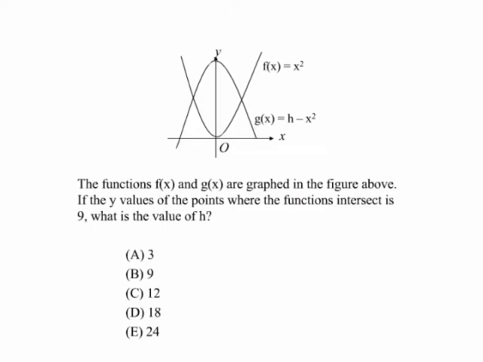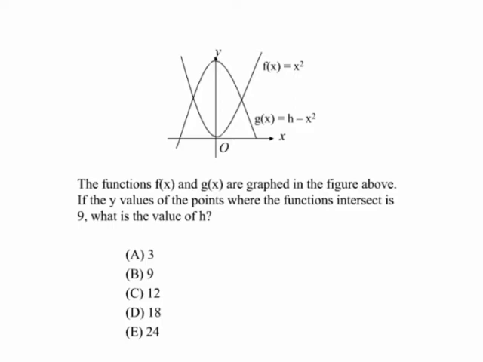Okay, this is a pretty tough problem. We've got the graphs of f of x and g of x in the figure above. And we're shown that f of x is equal to x squared, g of x is equal to h minus x squared. And we've got to get the value of h.